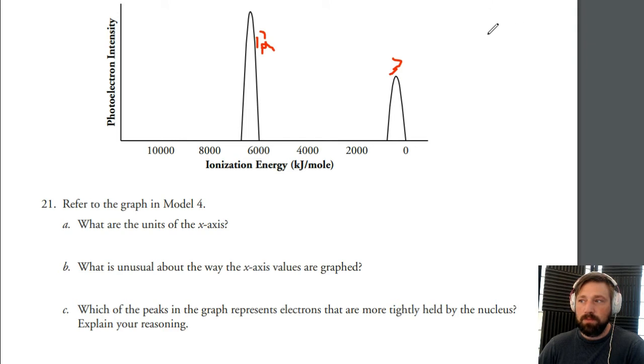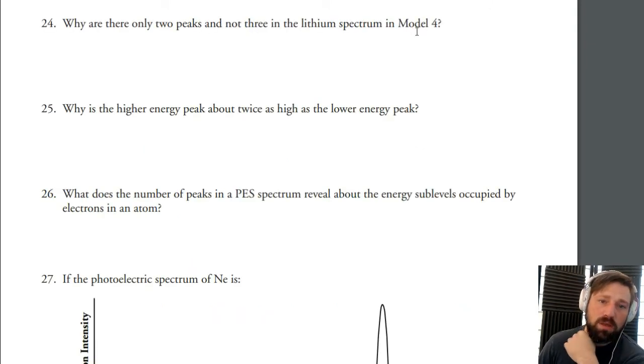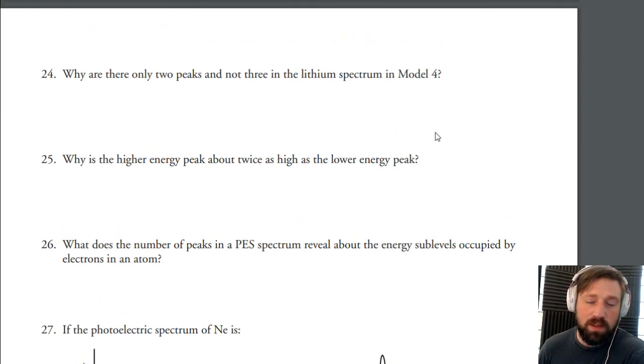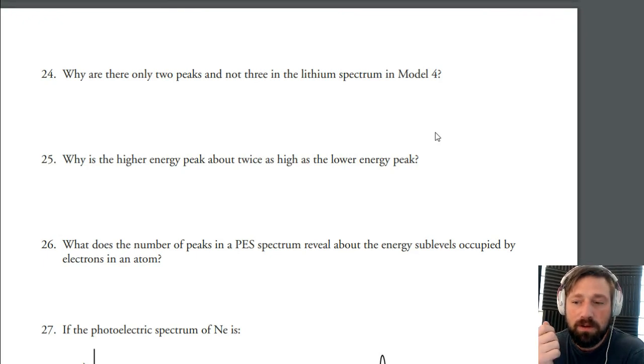If I wanted to actually label these, this would be 1 and 2, and this one would be 3. Why are there only 2 peaks and not 3? Well, again, because 1 and 2 are going to give off the same ionization energy. Why is the higher energy peak about twice as high as the lower energy peak? Well, again, that's because there's 2 electrons there. What does the number of peaks in the PES spectrum reveal about the energy sublevels occupied by the electrons in the atom? This is what the functional use of photoelectron spectroscopy actually is.